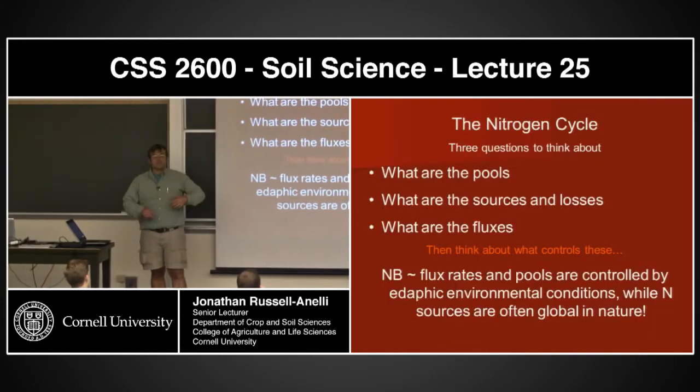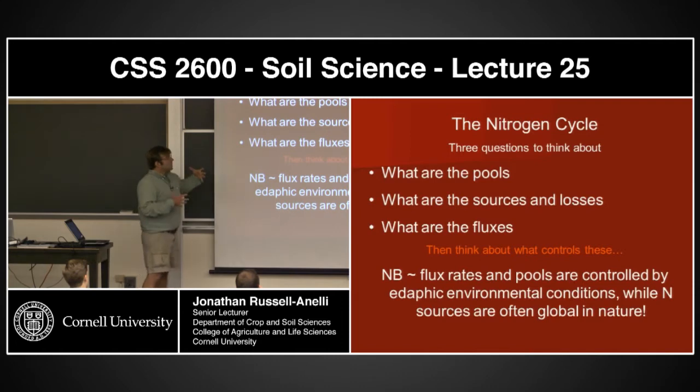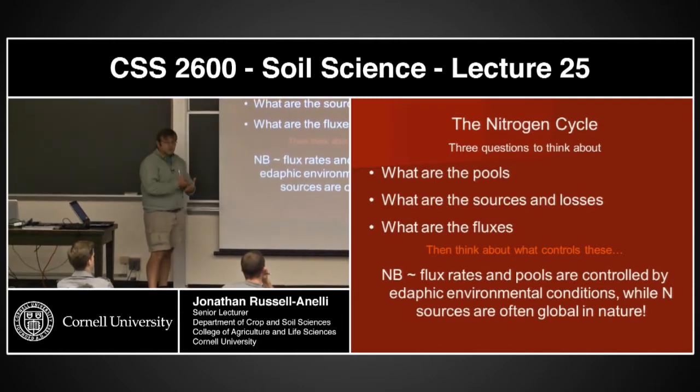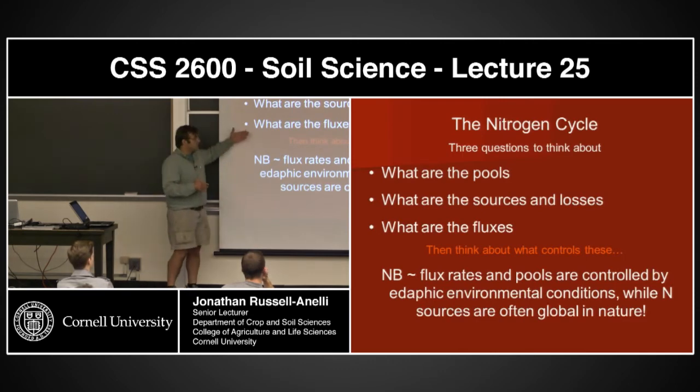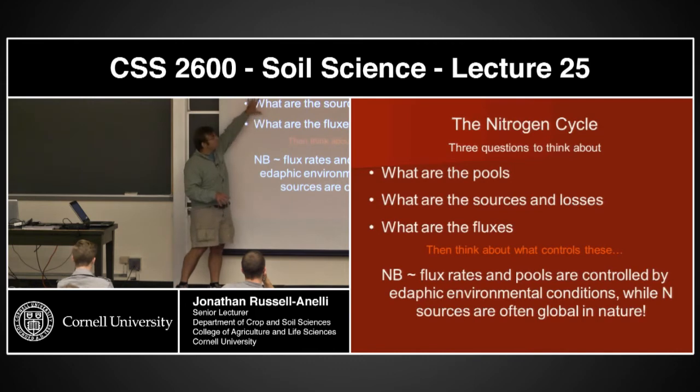All right. So back to the nitrogen cycle. We've got three questions that we're thinking about. What are the pools? What are the sources and losses? And what are the fluxes? And then we need to think about what the controls are on these three components, the pools and the fluxes.